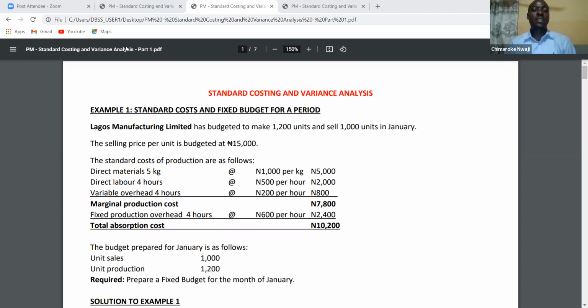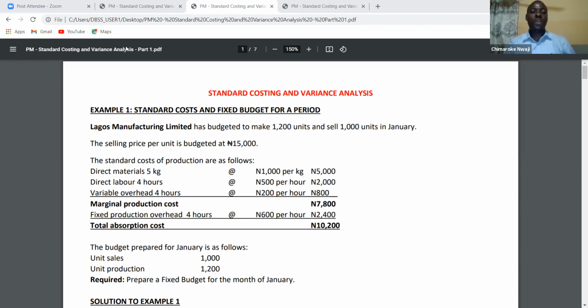Variable overhead, we are still taking direct labor hours, 4 hours. But now for those variable overhead, we are paying 200 naira per hour. And so it costs us 800. So when you add all these variable items, we have material, labor, and variable overheads. We have 7,800 naira as the marginal production costs.